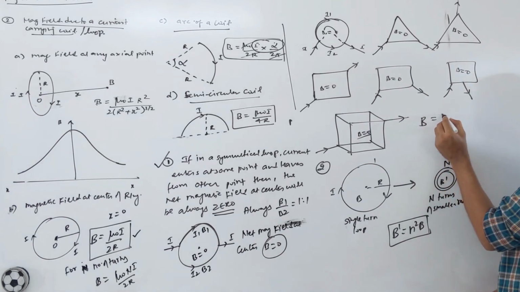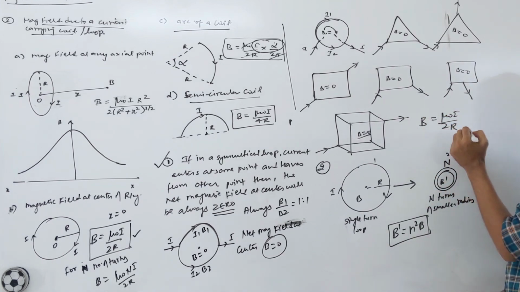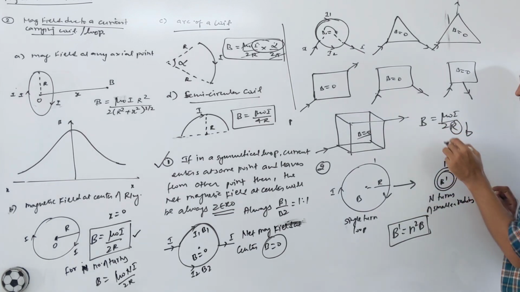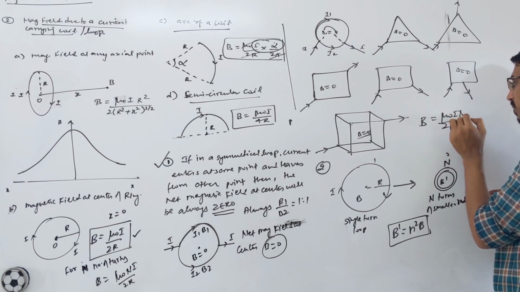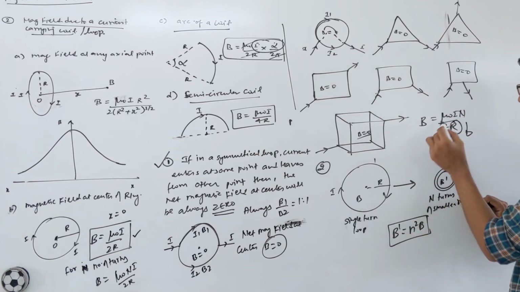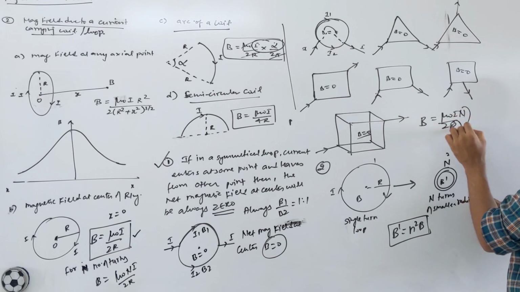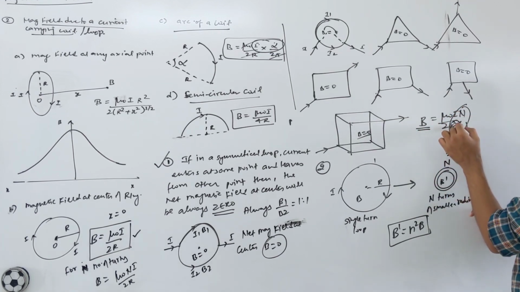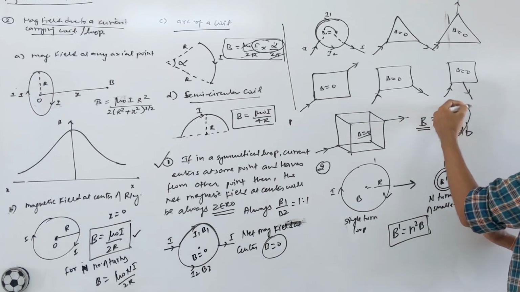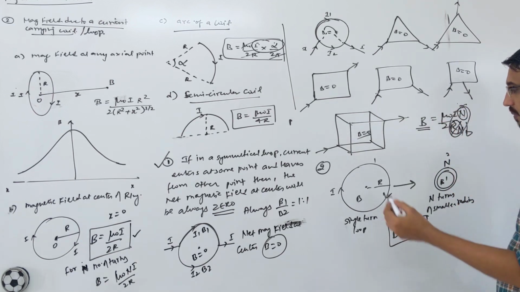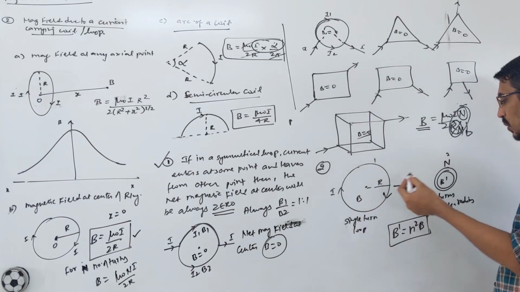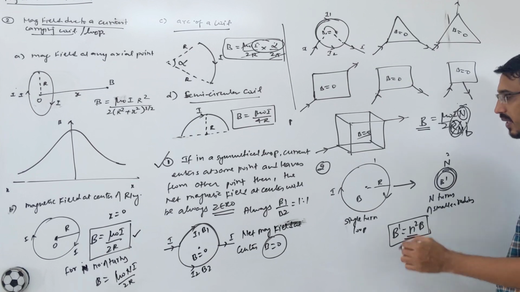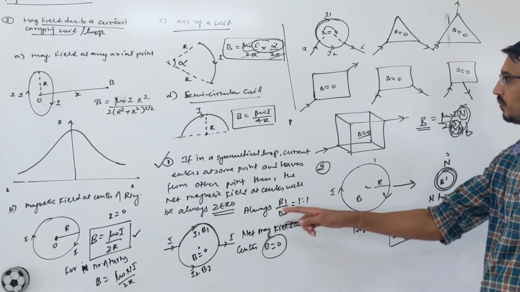Again, what's the formula? Mu naught I upon 2r. So when you turn it into 2 loops, the radius decreases, correct. The radius decreases, and the number of turns comes in. Here there is only 1 turn in the first case, here it becomes 2 turns. So there's a double effect. The magnetic field increases by n square times, because the radius is reduced to r by n, and the number of turns goes up by n, so it becomes n square times. So remember that when a single loop is turned into a smaller n number of loops, the net magnetic field at the center is increased by n square times, right?